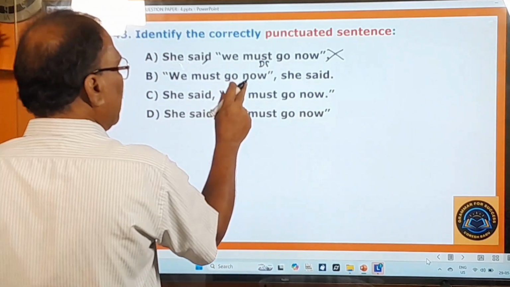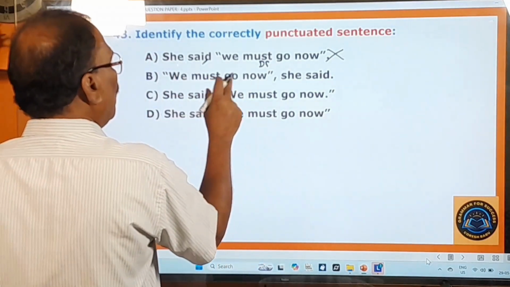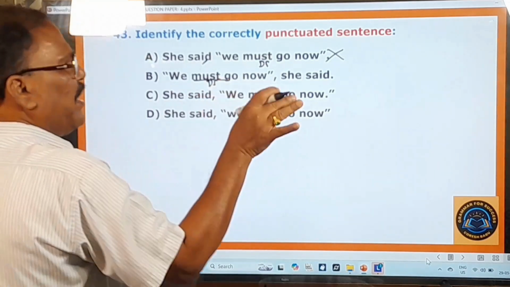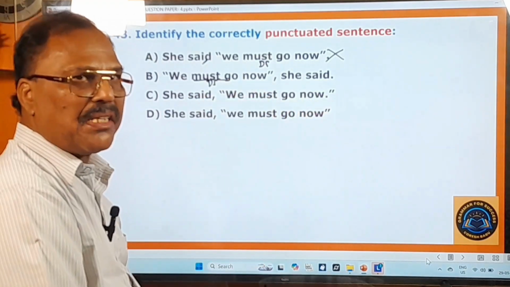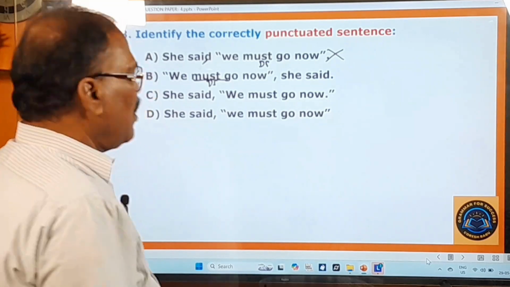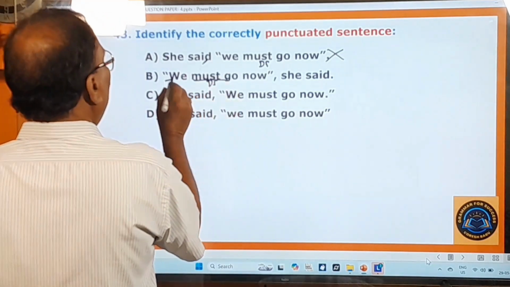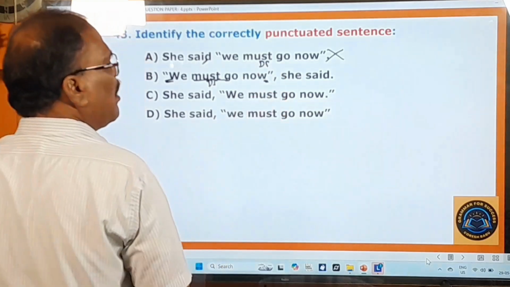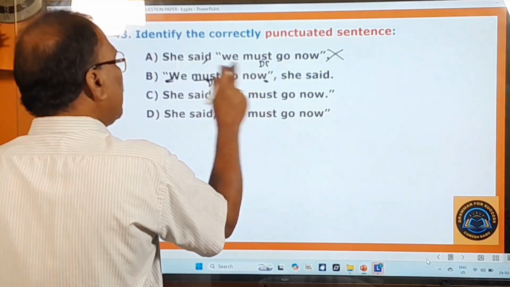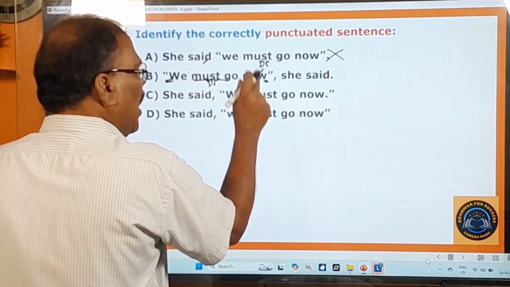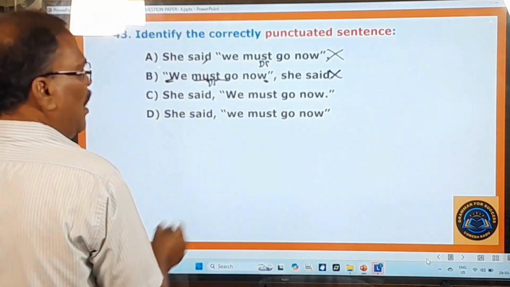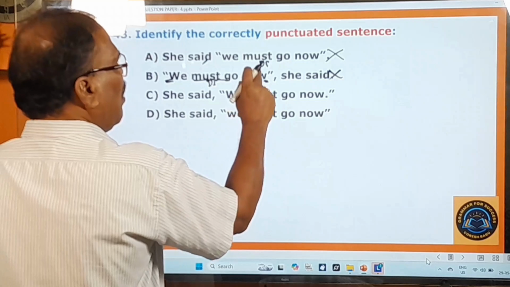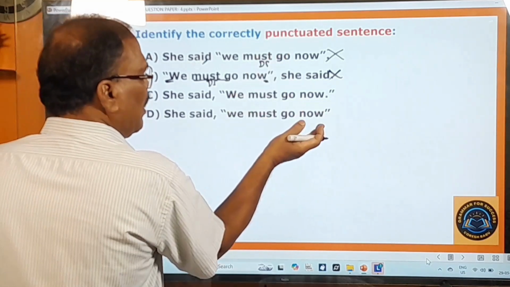And you look at the second sentence, "we must go now." So here this is the direct speech sentence. Whatever sentence is put in the inverted commas, that is called the direct speech. So here the direct speech is beginning with a capital letter. Okay, but here after the inverted commas, this comma is used, and therefore this is wrong. The comma should be inside the inverted commas, before they close, but where is the comma? It is outside the inverted commas, so it's wrong.